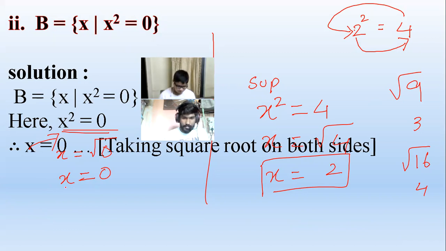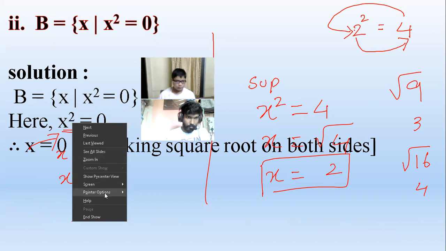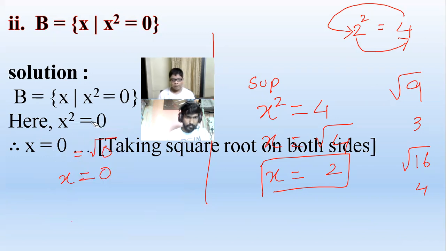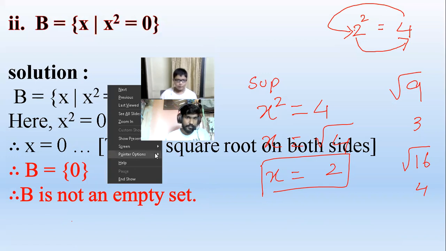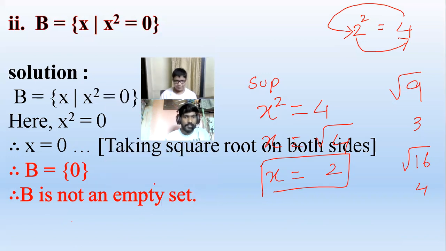I'll just erase this. So taking square root on both sides, you get x is 0. And this is not an empty set, because you're getting the value of 0 in it. So B is not an empty set. Did you understand why it is not empty? Yes, sir. Because 0 is still a number. You're getting the value for x. If you would not get a value for x, then you would say it is an empty set. Okay, write it down.